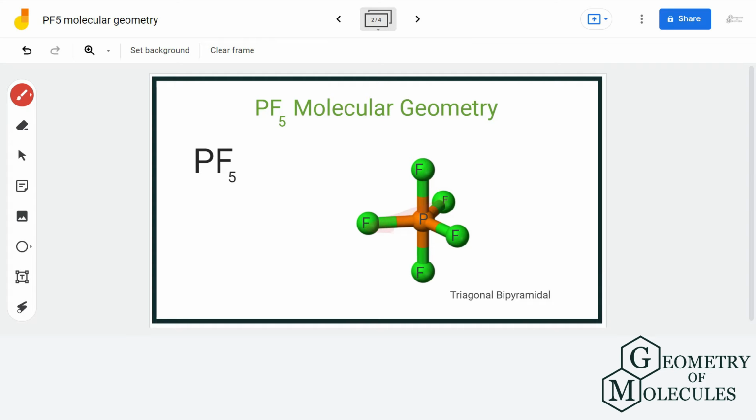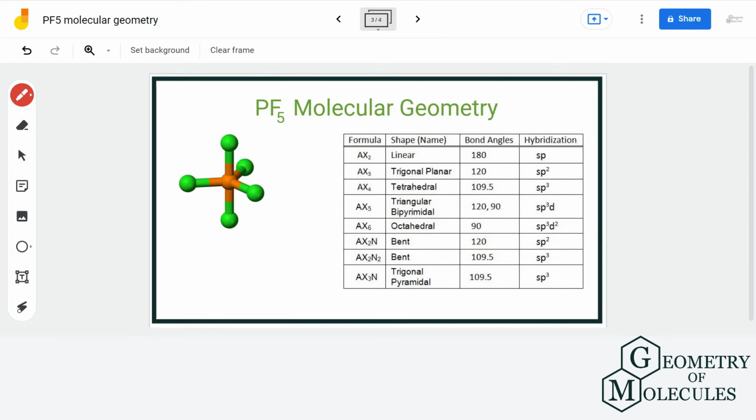This is the trigonal plane and there are 2 fluorine atoms perpendicular to the plane. So we named it bipyramidal. So these 3 particular bonds are at an angle of 120 degrees and these 2 fluorine atoms are at 90 degrees to the trigonal plane. Let us now use the AXN notation method to see if we are on the right track.